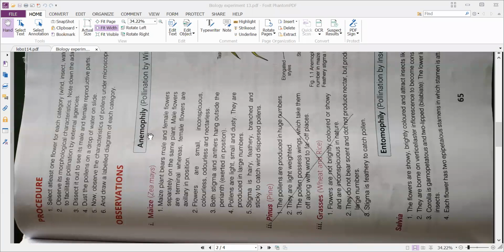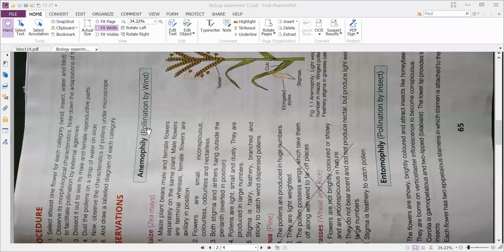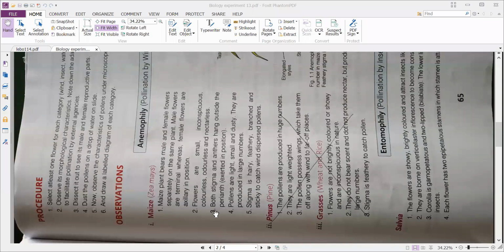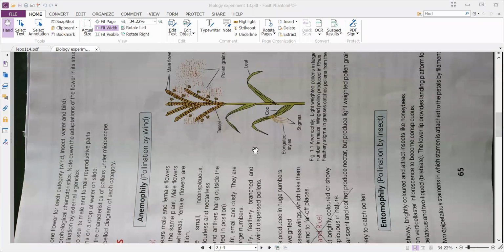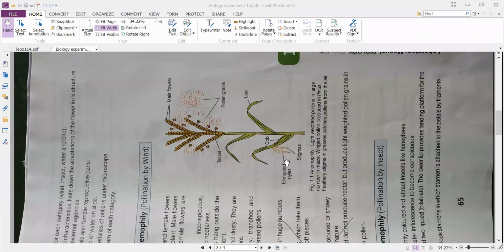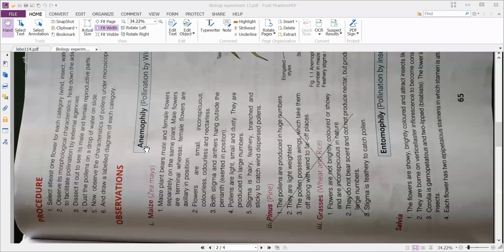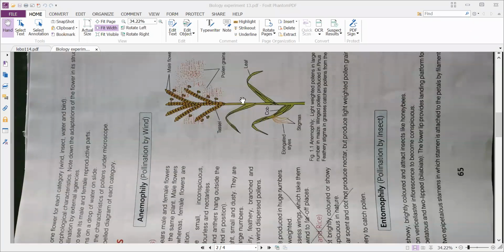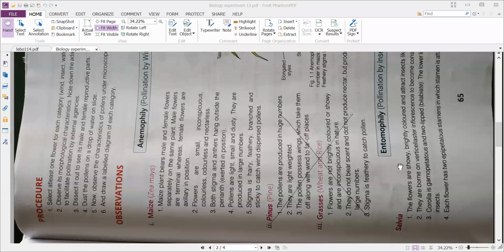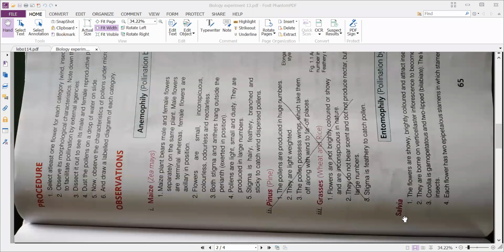We have to write anemophily, that is pollination by wind. Example: maize. Here 3 examples are given, but we'll go with only maize. The diagram we have to draw on the left side. This maize, anemophily, we have to write on the right side, and the diagram on the left side corresponding to this. And next, the second one is entomophily, that is pollination by insects. Salvia is given.